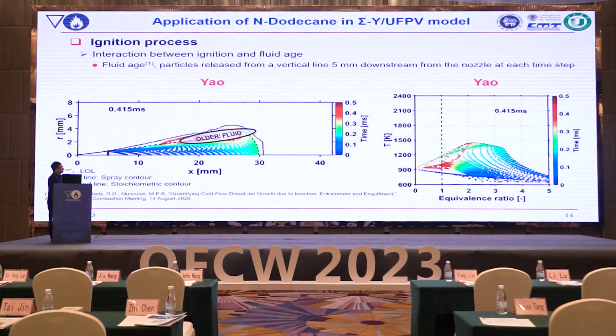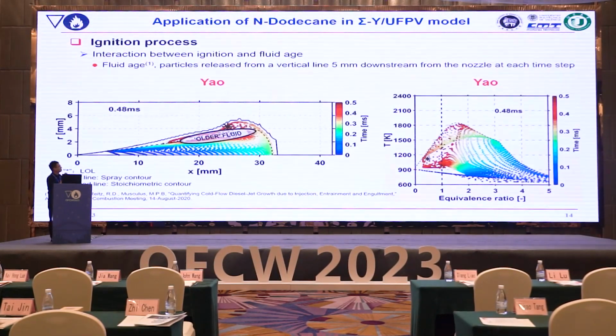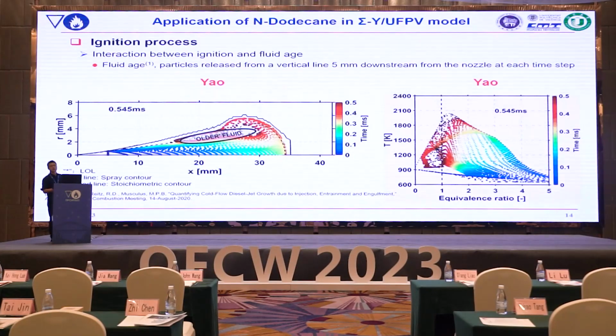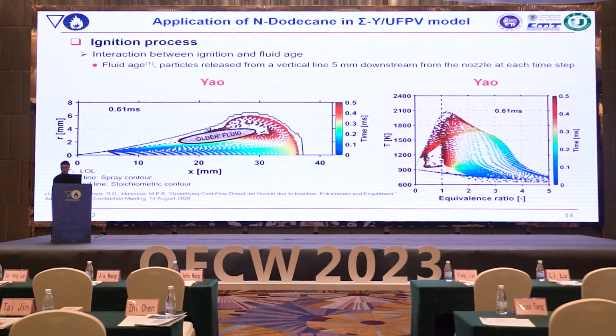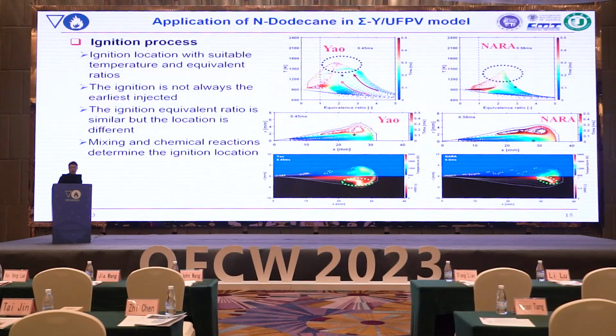And we found the very earliest particle, meaning it ignites very early in this convection experiment. We select one point as the ignition for Yaw and Nara. We found the ignition location with the suitable temperature and equivalence ratios. The ignition is not always the earliest injected, and the equivalence ratio is similar, but the location is very different.